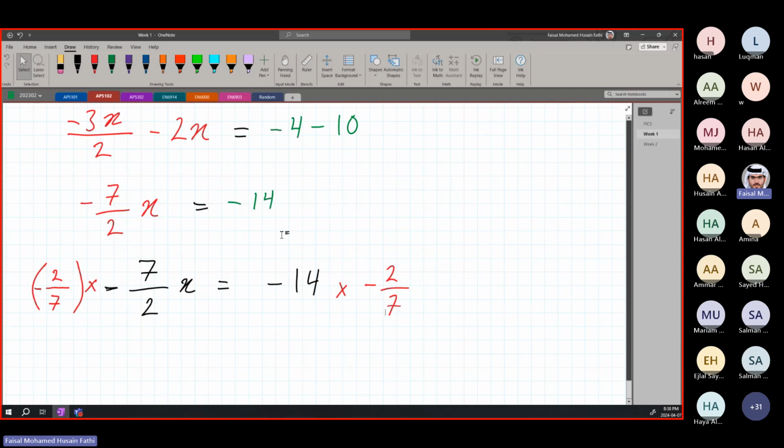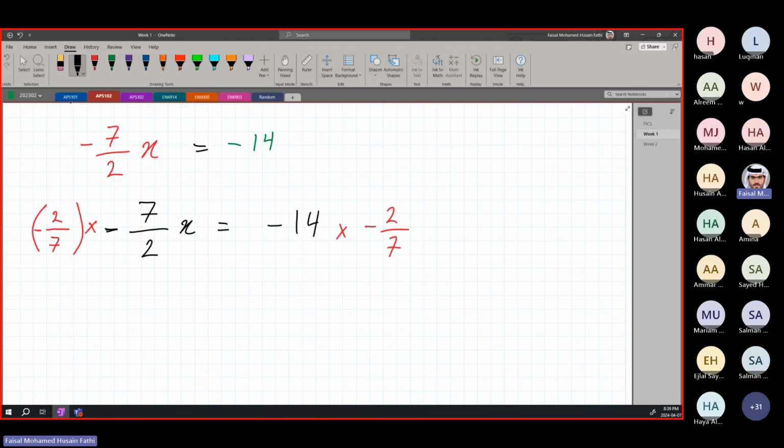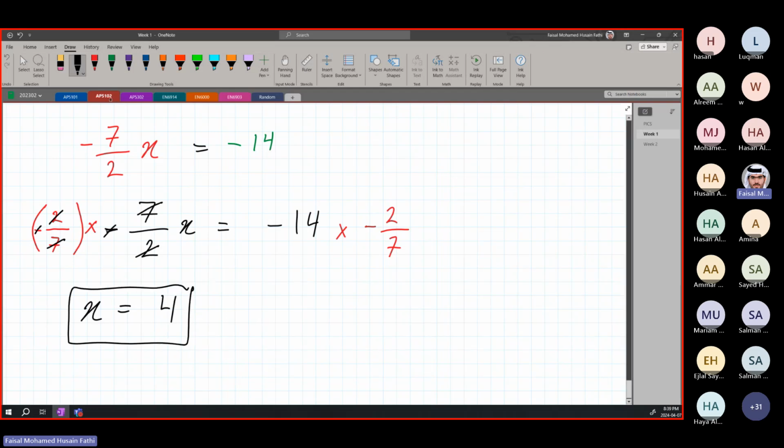We will do the same thing on the left side and on the right side. Obviously here, as you can see now, the 2 will cancel with the 2, the minus will cancel with the minus, and the 7 will cancel with the 7. We'll be left with only x on the left side. Now we can solve for the right side. Minus 14 times minus 2 over 7. Just write that in the calculator. Minus 14 times minus 2 over 7. That is going to be plus 4, and this is your answer.